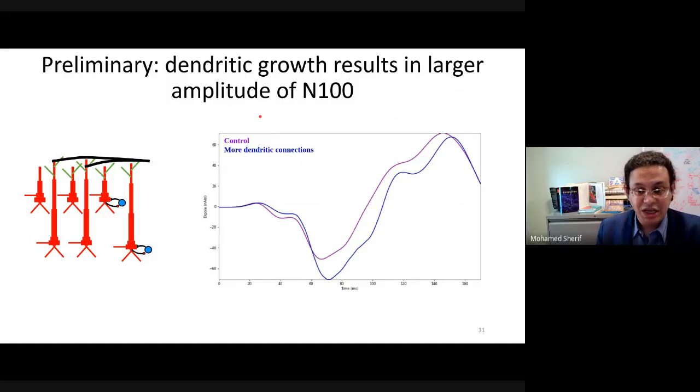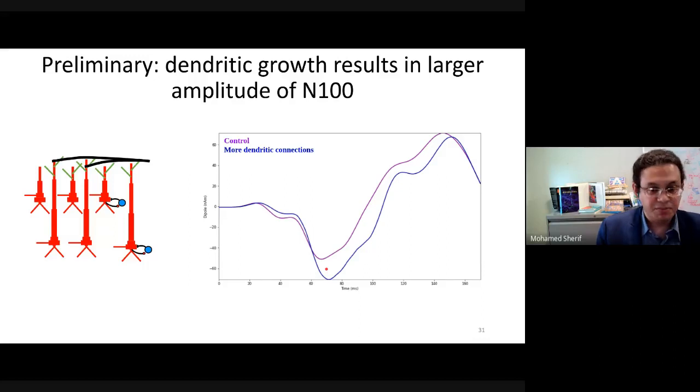And what we see is that increasing the dendritic growth results in a larger amplitude of the N100. So you can see here in blue, this is more dendritic connections. There is an increase in the amplitude that results from such dendritic growth. This supports the hypothesis that we had before, but we were happy to see it in a simulation.